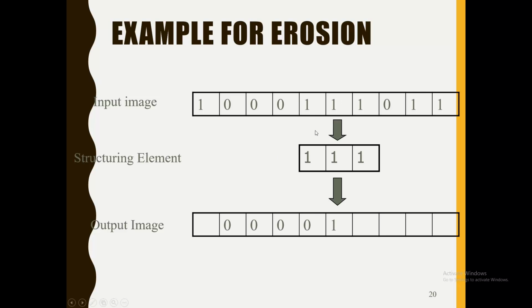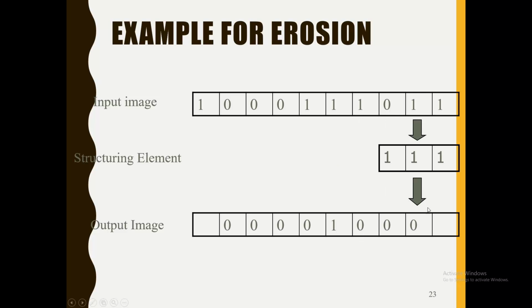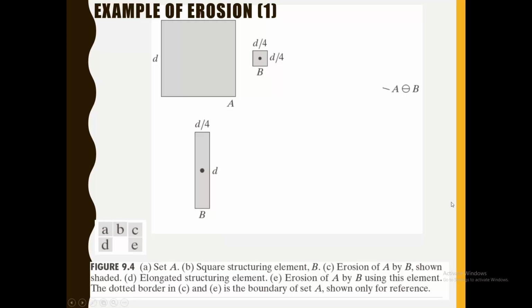So again 0. Now it completely fits. 1 1 1 and 1 1 1. So in the place of the structuring element origin, we have to write 1. Again there is a mismatch, so 0. Again there is a mismatch, 0. Again there is a mismatch, 0.